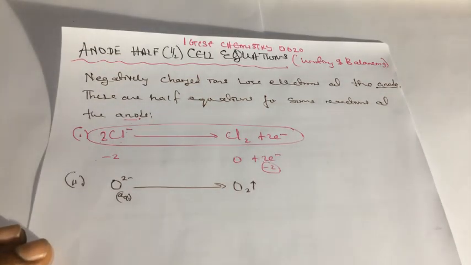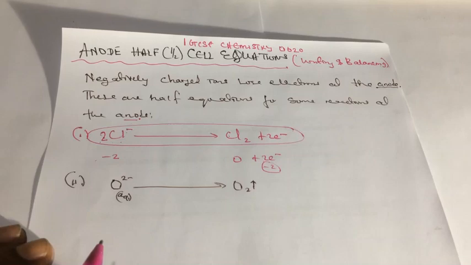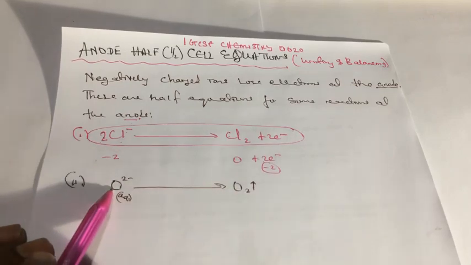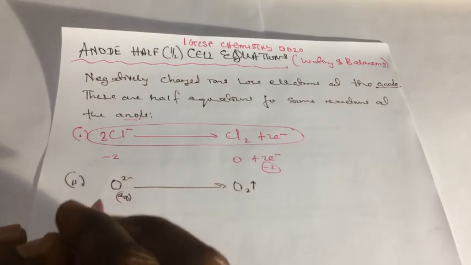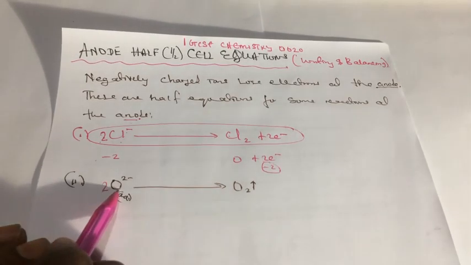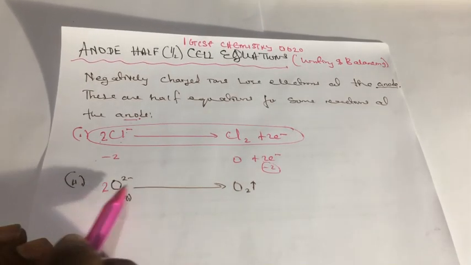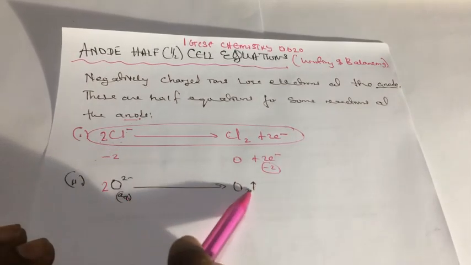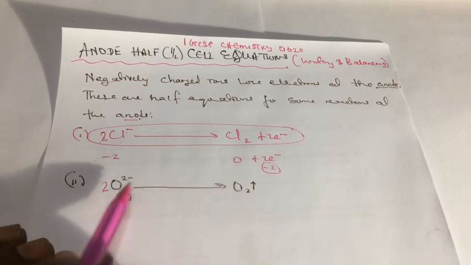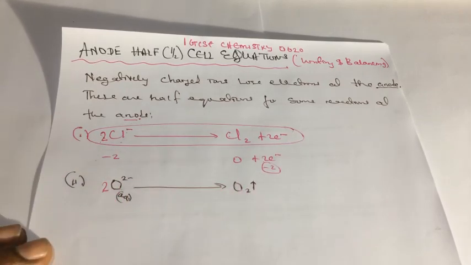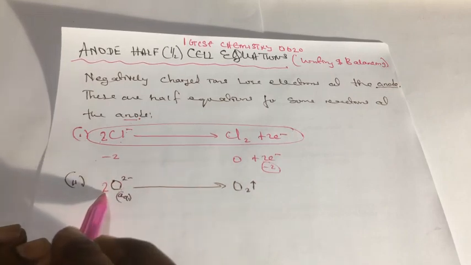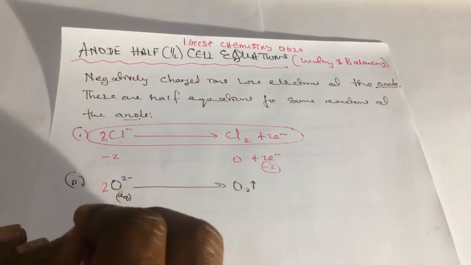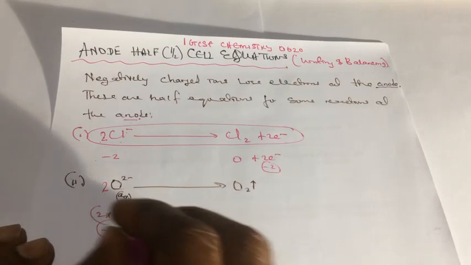Now, if you look at it again, in terms of the number of atoms of each element on both sides, here is 2 and here is 1. So how do you balance them? You put 2 here. So oxygen here is 2, oxygen here is 2. Subscript, coefficient. So the number of atoms of oxygen on both sides are balanced. Now, how about the charges? The charge here is 2 times -2, which is -4, and here is 0.